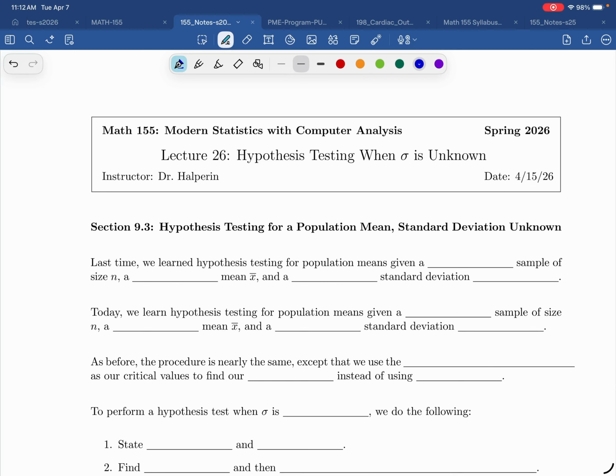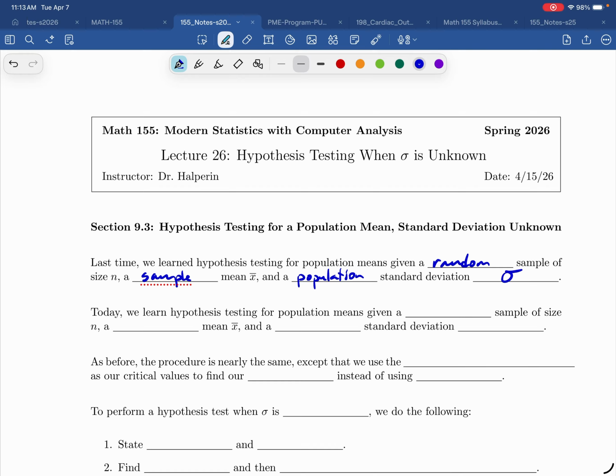We are in section 9.3, hypothesis testing for a population mean, standard deviation unknown, right? This is analogous to what we did last time, except that last time we knew sigma, the population standard deviation, and in this case, we don't. Last time, we took a random sample of size n, a sample mean x bar, and a population standard deviation sigma. Now, again, that was somewhat unrealistic.